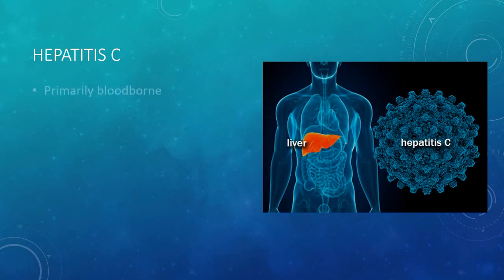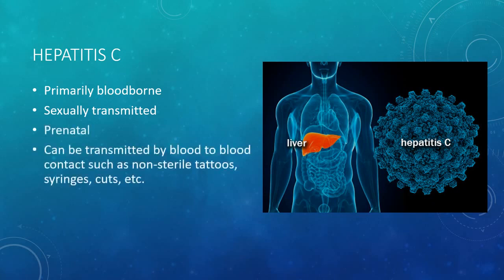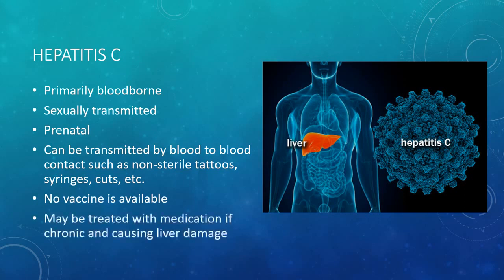Hepatitis C. Hepatitis C is primarily bloodborne, can be sexually transmitted, prenatal, and can be transmitted by blood-to-blood contact, such as non-sterile tattoos, syringes, or cuts. There is no vaccine currently available, but it may be treated with medication if chronic and causing liver damage.